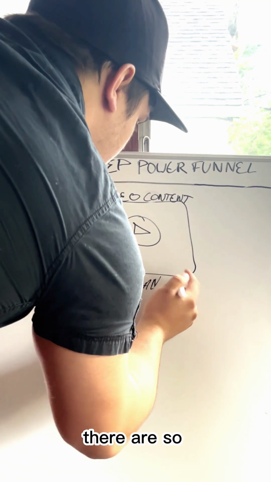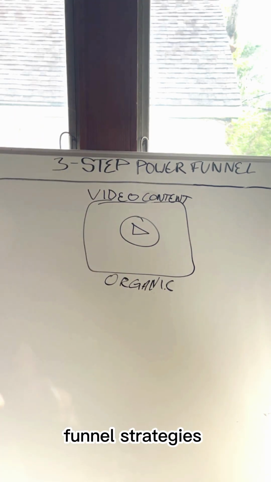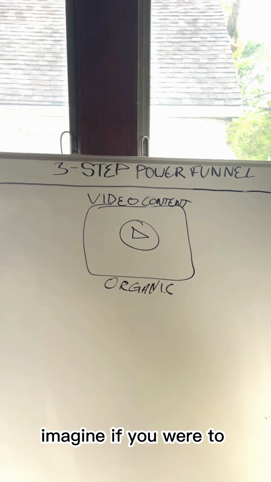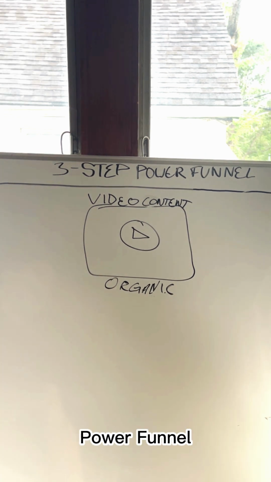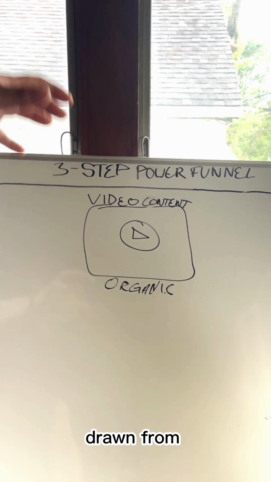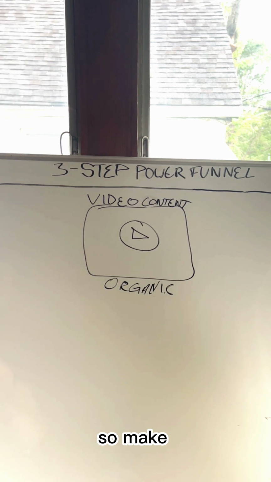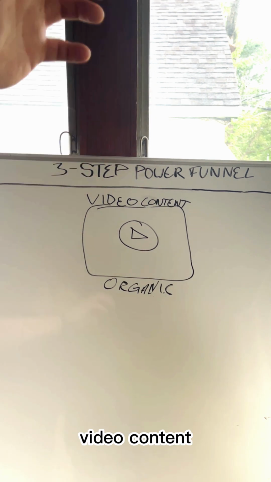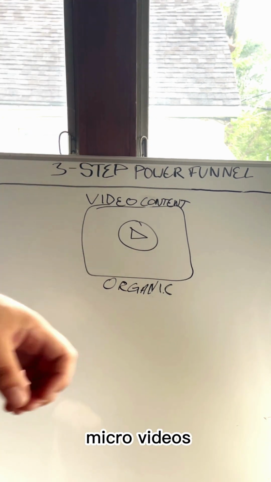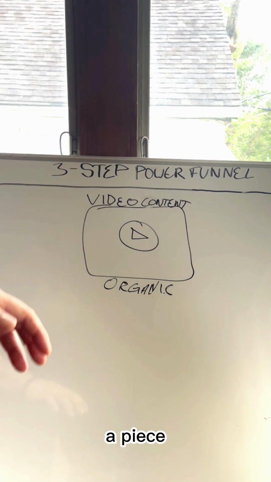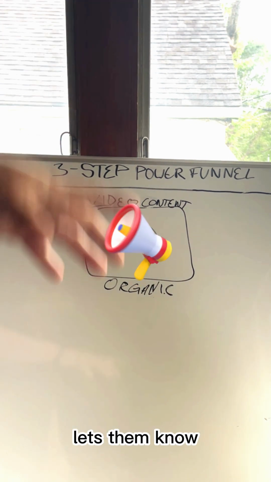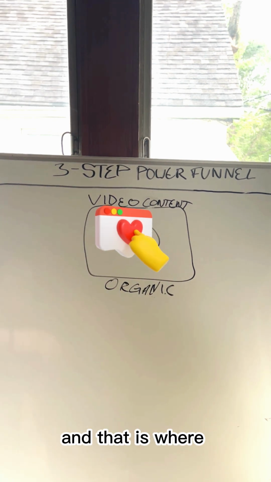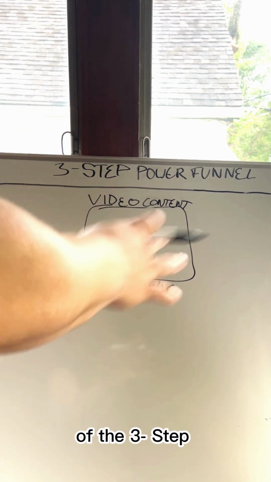Isn't that amazing? There are so many digital marketing funnel strategies that involve paid ads that don't even involve video content. So imagine if you were to integrate a three-step power funnel that has organic traffic being drawn from video content. So make conversion-based video content, promotional-based video content. I recommend micro videos that aren't longer than 12 seconds a piece, that just gets their attention, lets them know what you want them to do, and then immediately draws their attention to a link to learn more. And that is where we come to the next step of the three-step power funnel.